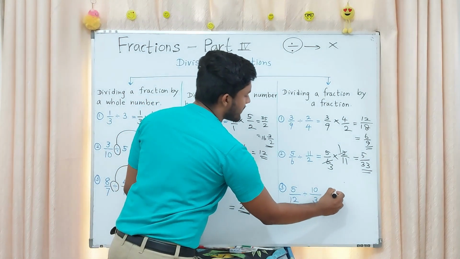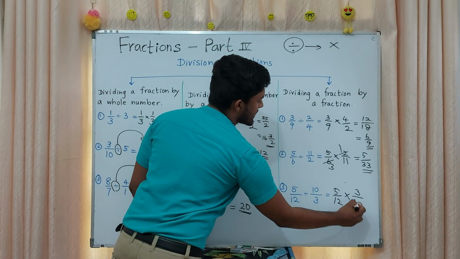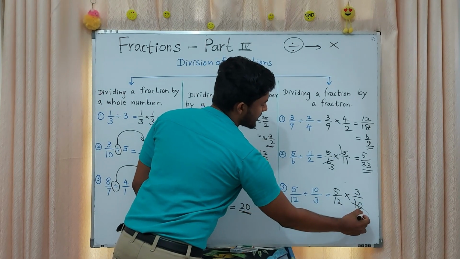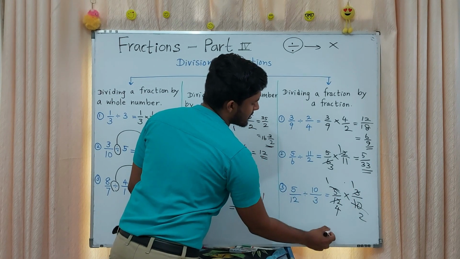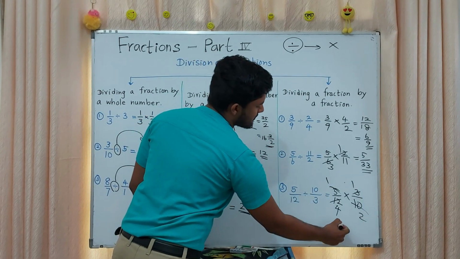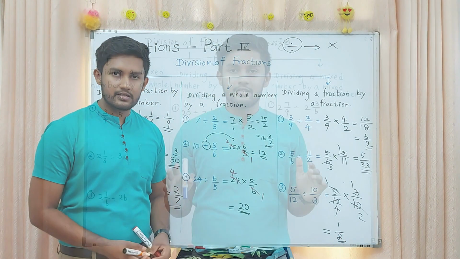Then here 5 over 12 into 3 over 10. Here 5 into 2, 5 into 1, 3 into 4, 3 into 1. The answer is 1 into 1, 1, 4 into 2, 1 over 8 is the answer.